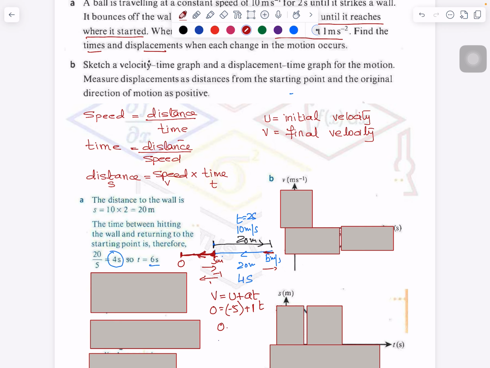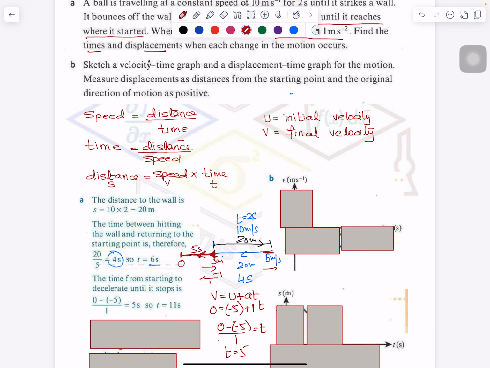So it is 0 minus 5 divided by 1 equals t. So t equals 5 seconds. So it will take 5 seconds to come to rest. So altogether, how many seconds has it taken for the whole journey? 2 plus 4 plus 5, so 11 seconds. So we have found the time in each segment.